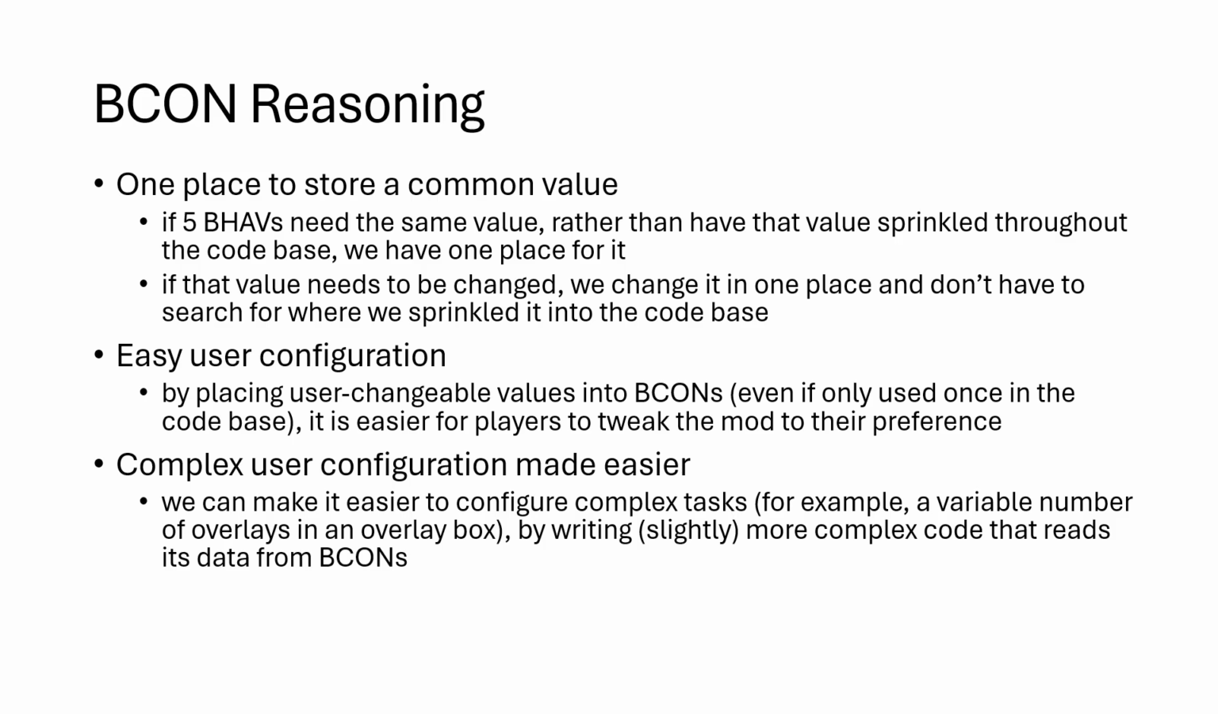Following on from that, we could also make what is quite complex user configuration easier. By putting our numbers into BCONs, we can make the code more complex, make it easier to configure. An example of this is what Jason was looking at last week, the overlay box. I'd put all of the collection instance IDs into a BCON and the number of overlays that there were in another BCON, and the code then read how many there were and dynamically built menus and options.